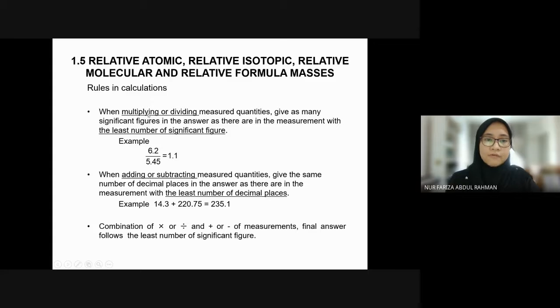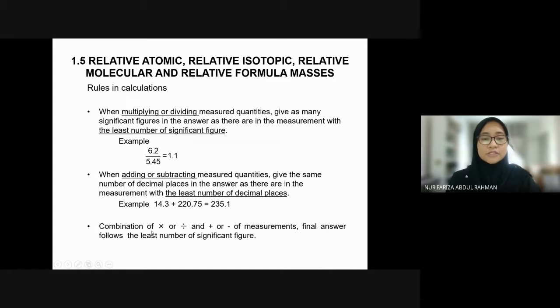Take for example number 1, 6.2 divided by 5.45. The answer is 1.1. So 6.2 has 2 significant figures. 5.45 has 3 significant figures. So your final answer should be based on the least number of significant figures, because it involves a division operation. If it involves addition and subtraction, that means you have to give your final answer in the form of decimal places.